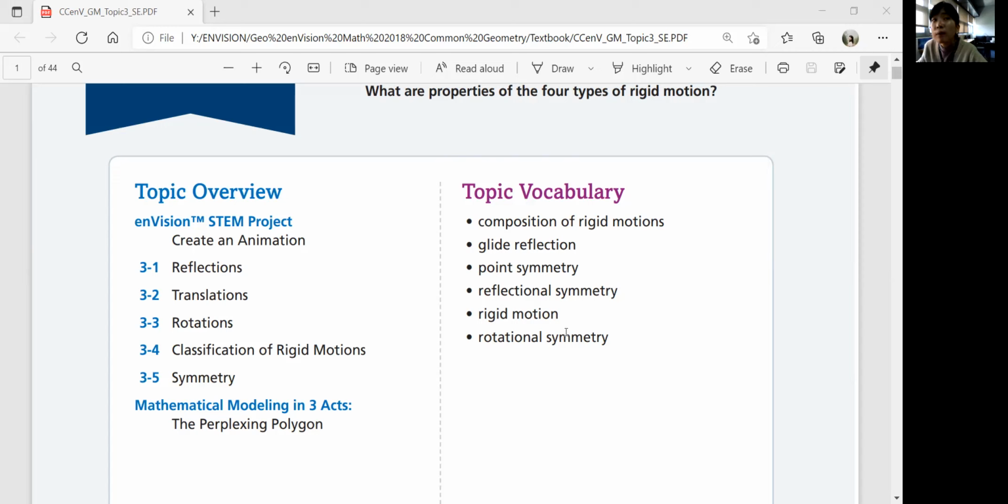And 6 new vocabularies: composition of rigid motions, glide reflection, point symmetry, reflectional symmetry.